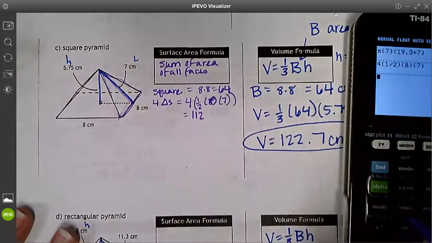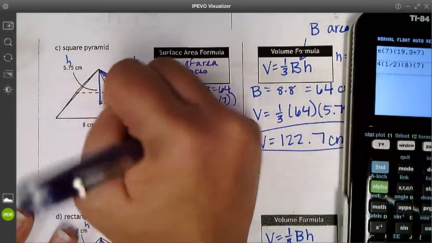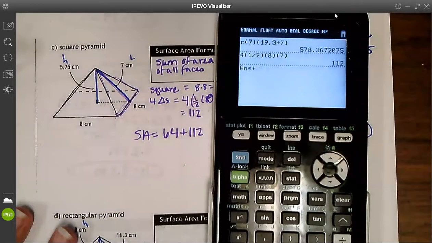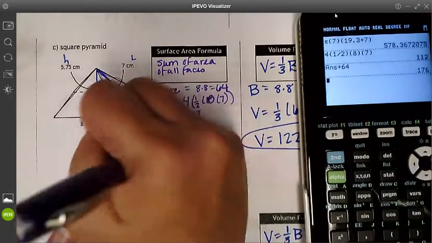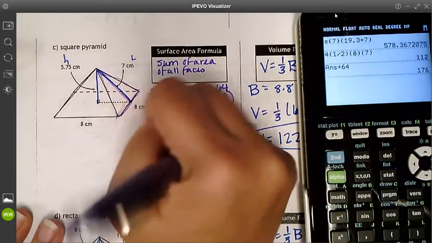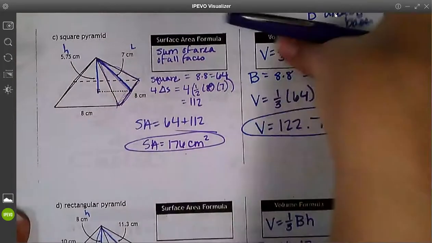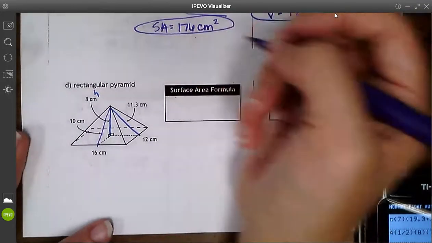And then I'm going to add that to my 64. So my surface area is going to be the 64 plus the 112. And you get 176 centimeters squared. The next one is a rectangular pyramid. Again, it's the sum of the area of the faces.